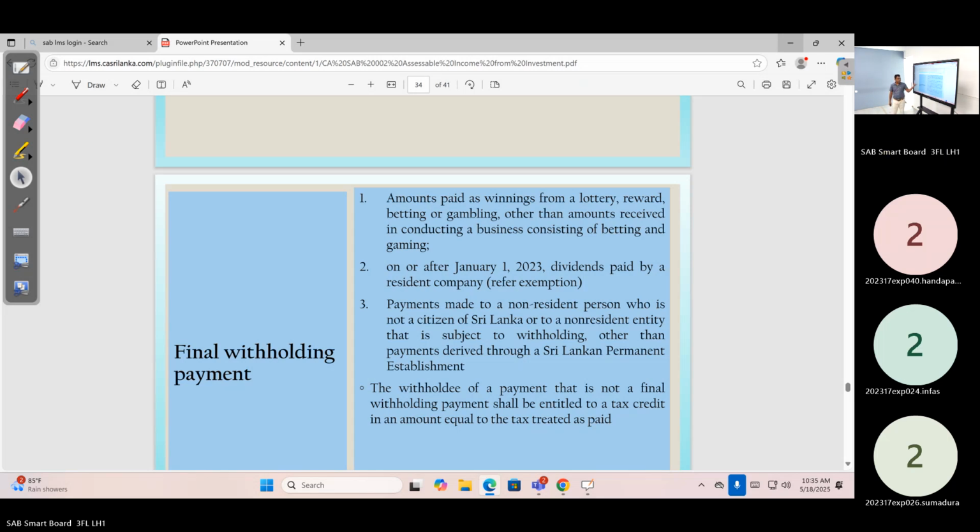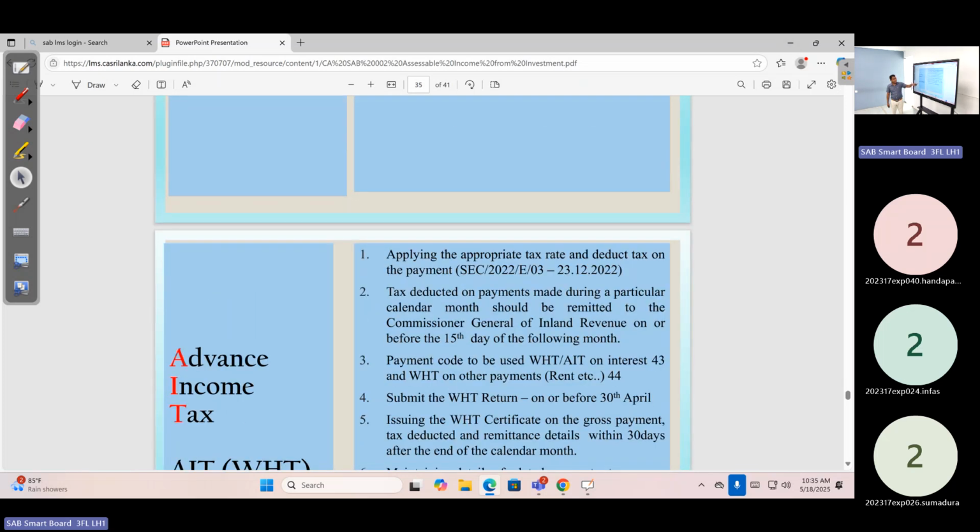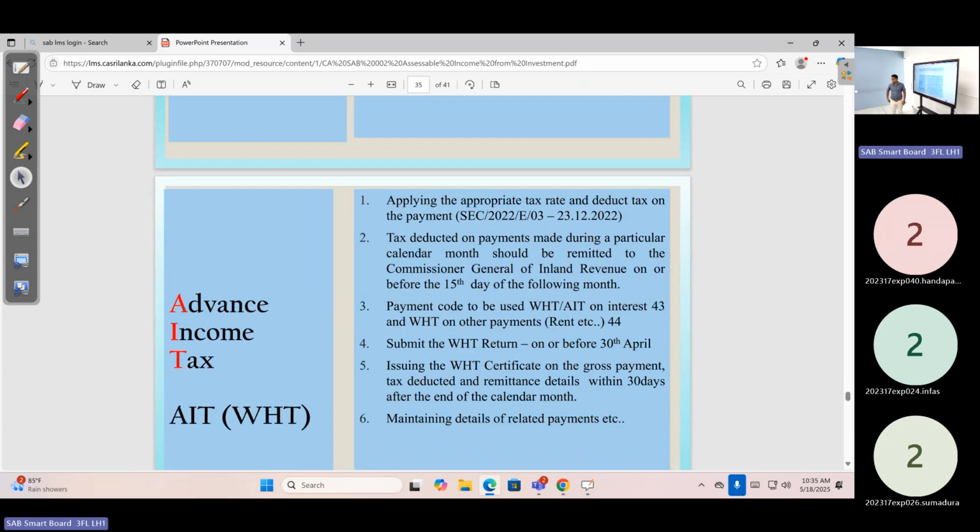So what are the obligations of the withholding agent? The same thing we discussed on the APIT. He has to apply the correct tax rate and deduct that amount, and it needs to be credited to the commissioner general's account. He has to submit the withholding tax return, issue the withholding tax certificate, and maintain details. That is the responsibility of the withholding agent.